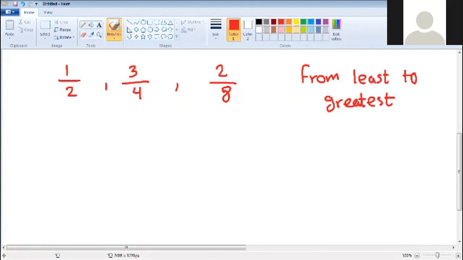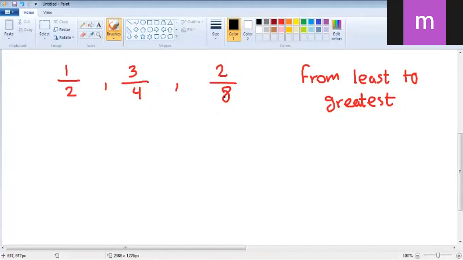I think first, what is our big problem now? Our big problem, we need to solve which one's greatest, which one's least. The most important thing, Danny, is to check the denominators. Are they the same? No.